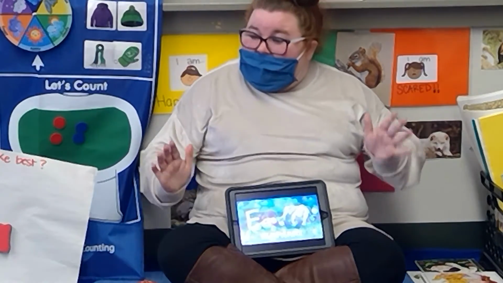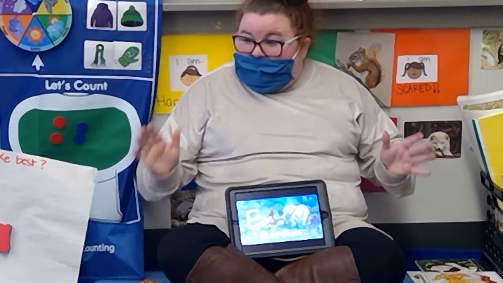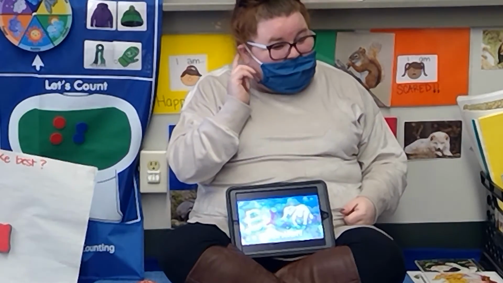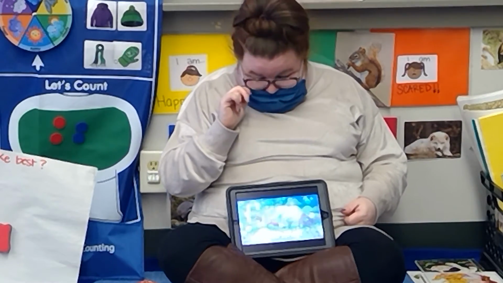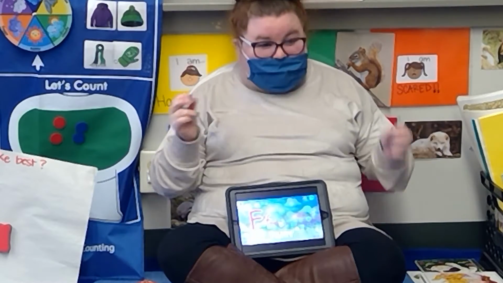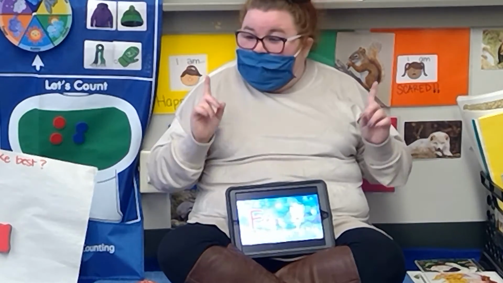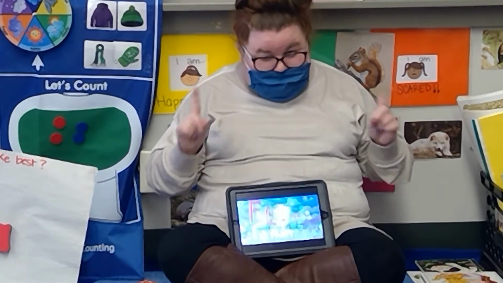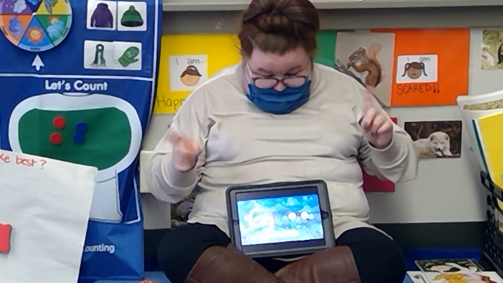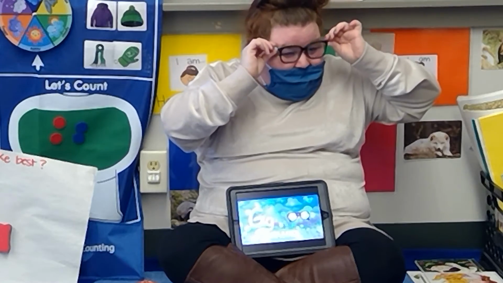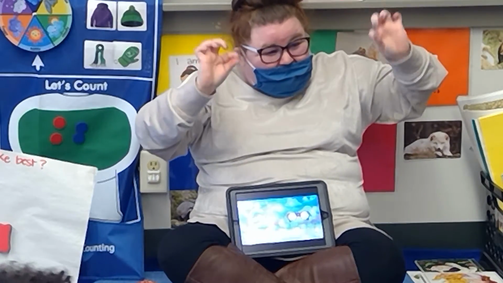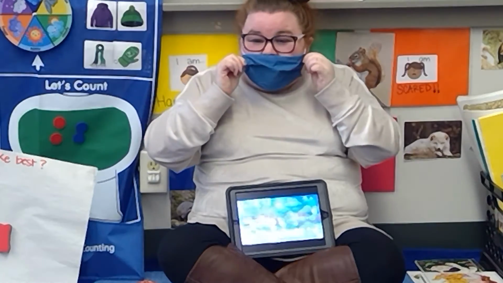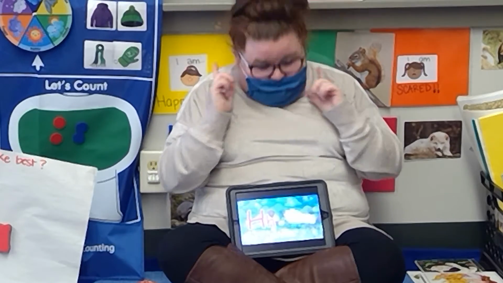Elephant. Remember to listen to the sound. F is for fairy, fairy. G is for glasses. Astronaut has his glasses today too. Okay, remember to listen to the sound.